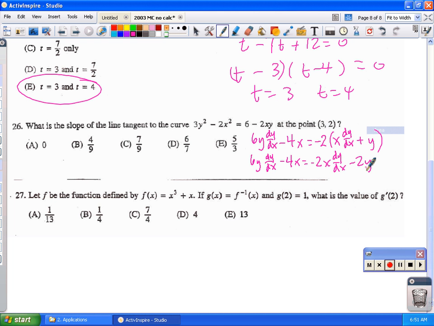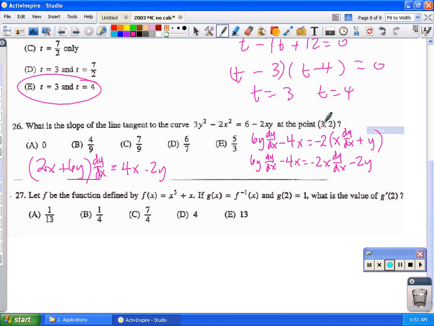I'm going to get all the dy dx's on one side, so I'll have 2x. I'm adding it to the left-hand side, and 6y, and I'm factoring out the dy dx. So again, I added the 2x dy dx to the left-hand side, and I went ahead and factored out my dy dx. I'm going to move the 4x to the right-hand side by addition, so I have 4x minus 2y. So dy dx would be what I get when I divide. So actually, I don't even need to take it that far because I'm substituting in the point.